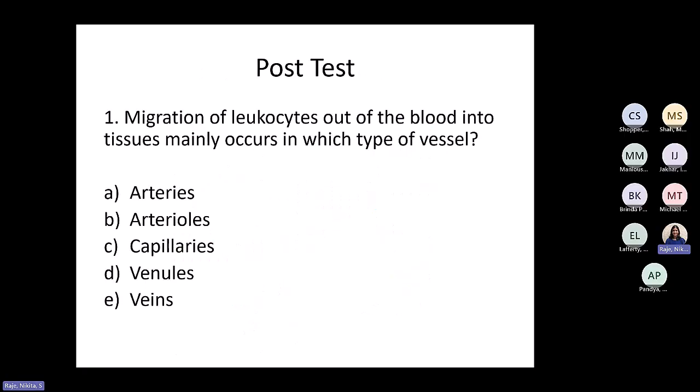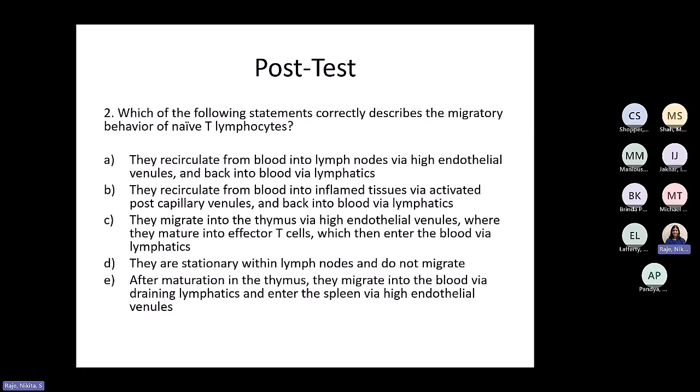Couple of questions here. Migration of leukocytes out of the blood vessel into the tissues mainly occurs in which type of vessel? Should be venules. That's correct, venules. And then which of the following is correct for naive T cell migration? Did you guys read that? I think this one is A. They go from the blood to the lymphatics through the high endothelial venules and then back. That is correct.